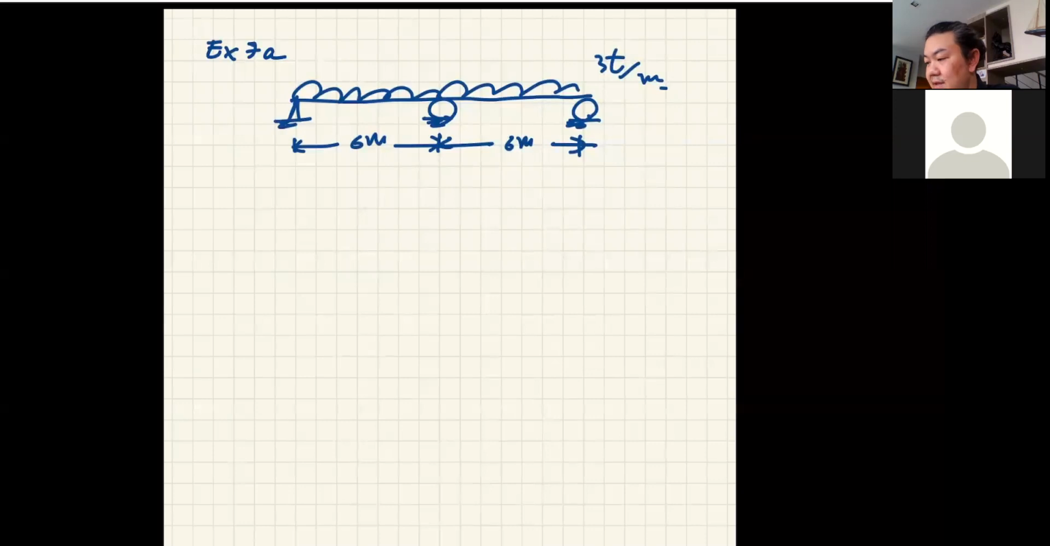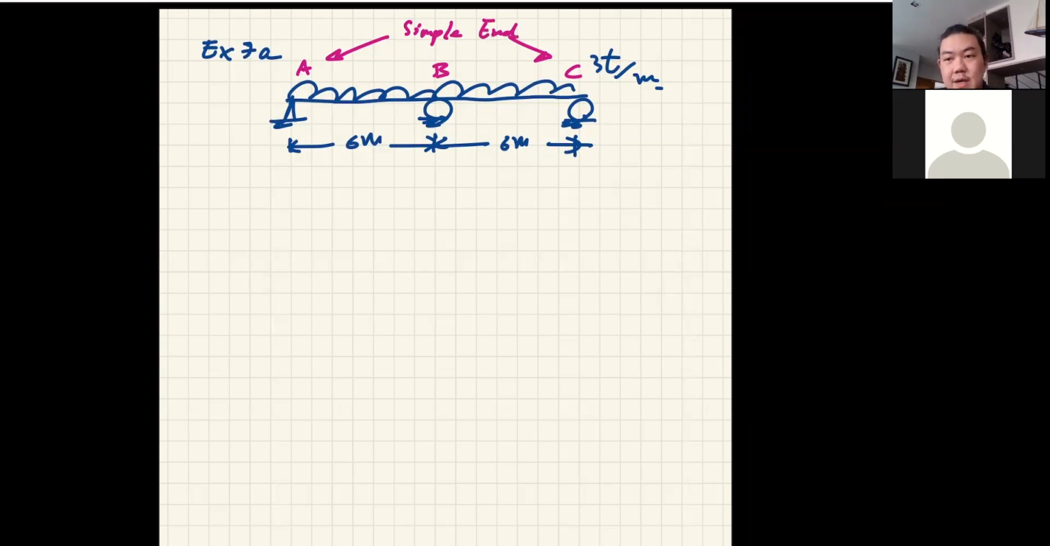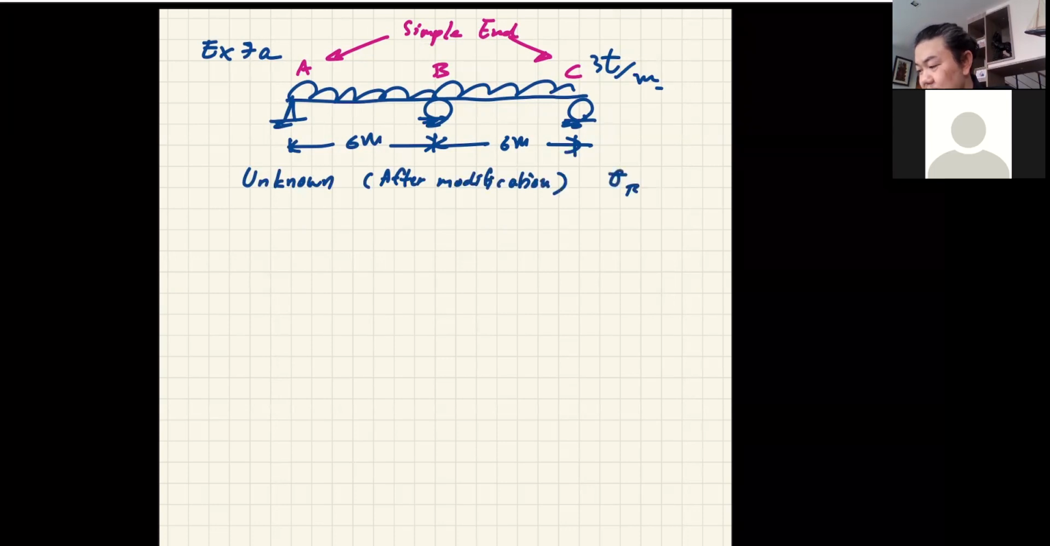So let's try to use that with this. We go back here and you see that if I call this support A, B, and C, A and C, they are both simple ends. Correct? Means that we can use this modified equation. And so if you are going to identify this, you will know that your unknown, after modification, is only theta B, okay? And what's my step? Okay, that's zero.